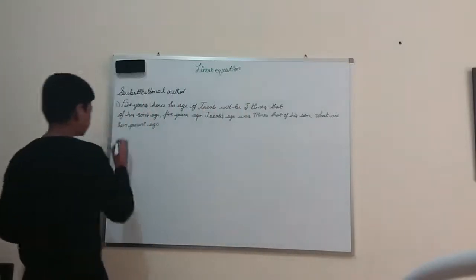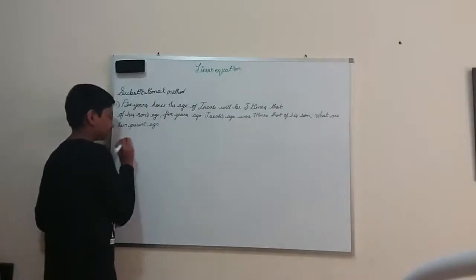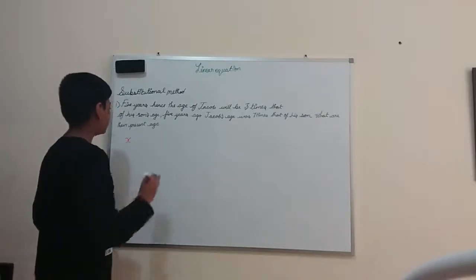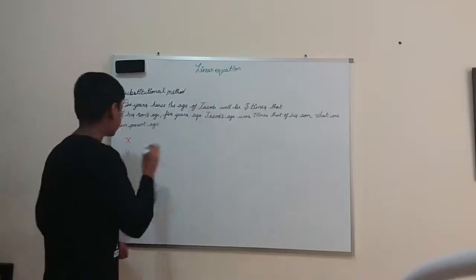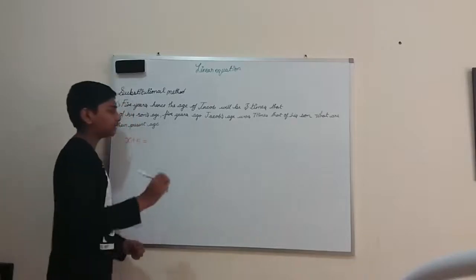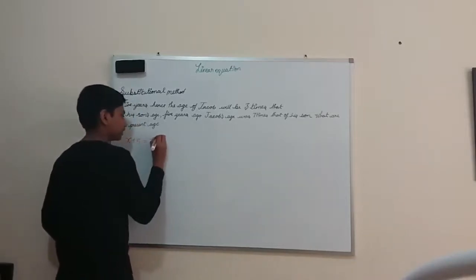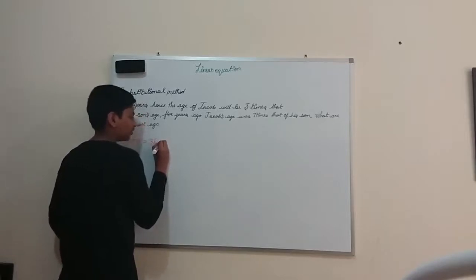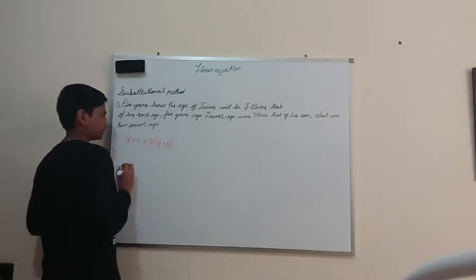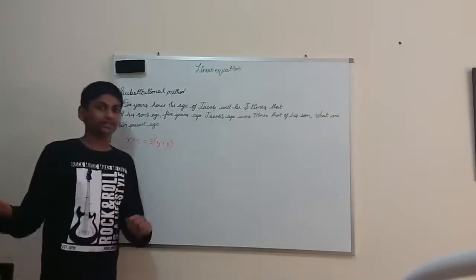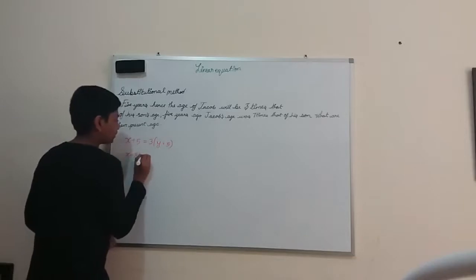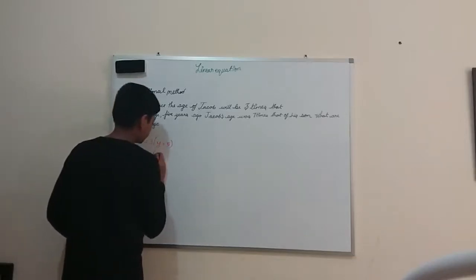So 5 years hence, that means it's the future. So the present age of Jacob will be x and the present age of his son will be y. So 5 years hence means 5 years in the future, so we should add 5. When we add 5 here, we should add 5 here also. His age will be 3 times his son's future age. And 5 years ago, in the past, x minus 5 was equal to 7 times his son's age.